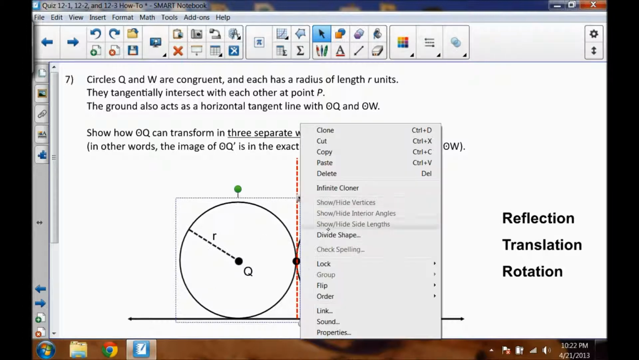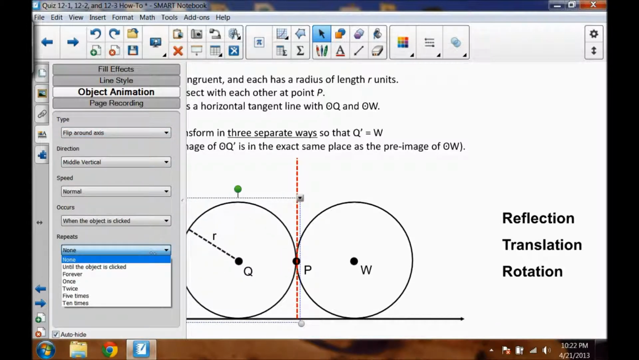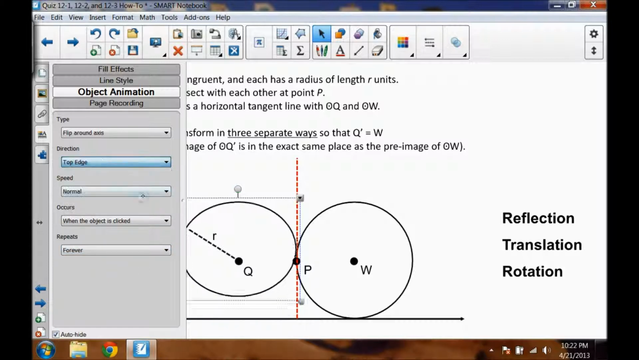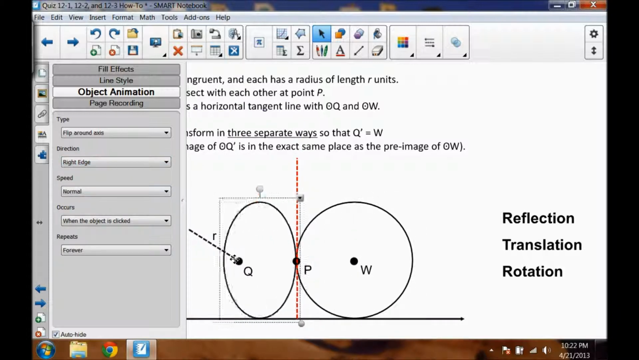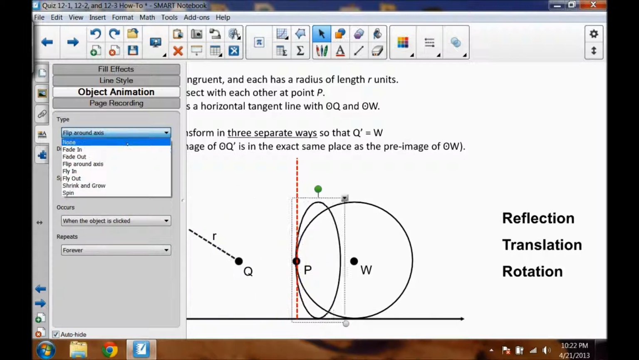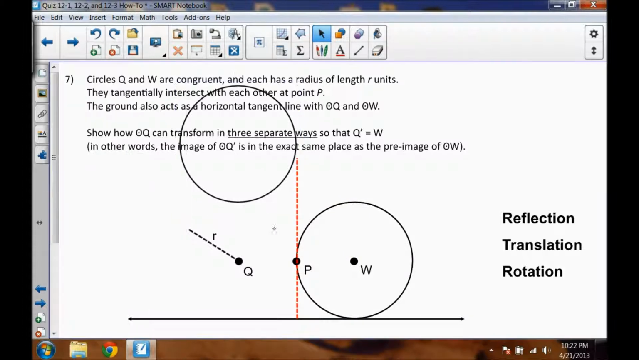Let me try this. I can probably do an animation and just make it flip. Oh, I don't want to flip there. Let's flip it from the right edge. Whoops, that's not the right edge. Okay, so there you go. So it flips across the right edge just like that. So there's that axis of symmetry, and there's the reflection. Okay, now I don't want any rotation. All right. You've had your fun. Let's bring you back. Okay, so hopefully you got that one.